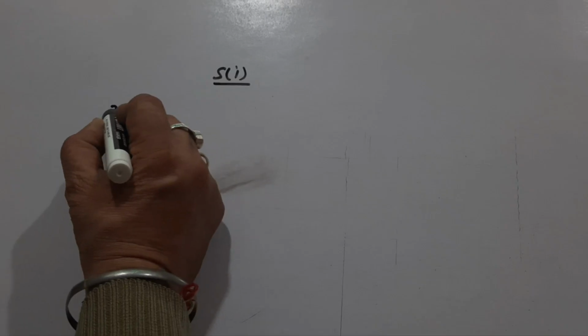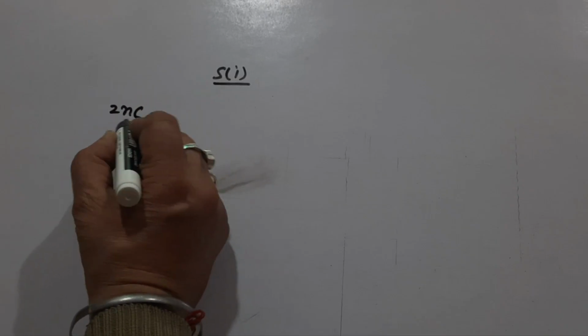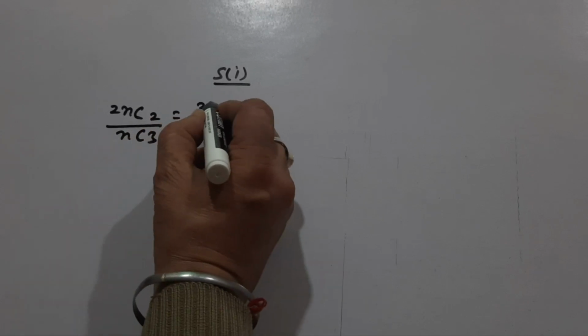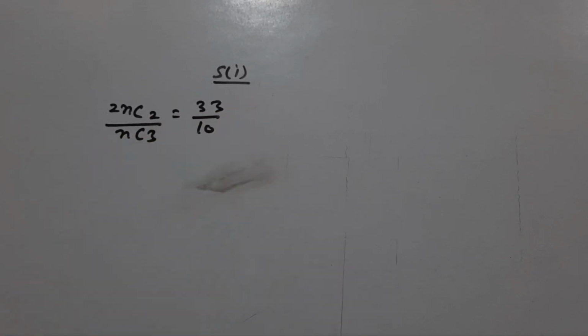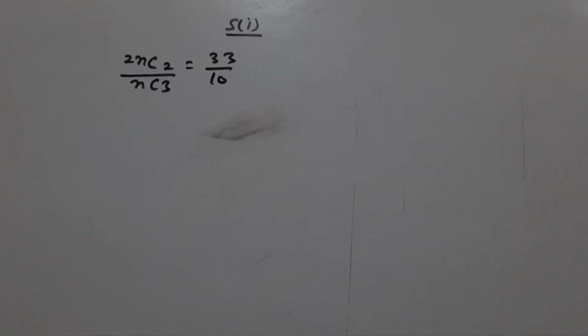2nC2 upon nC3 equals 33 upon 10. Right, students, we want to find the value of n.